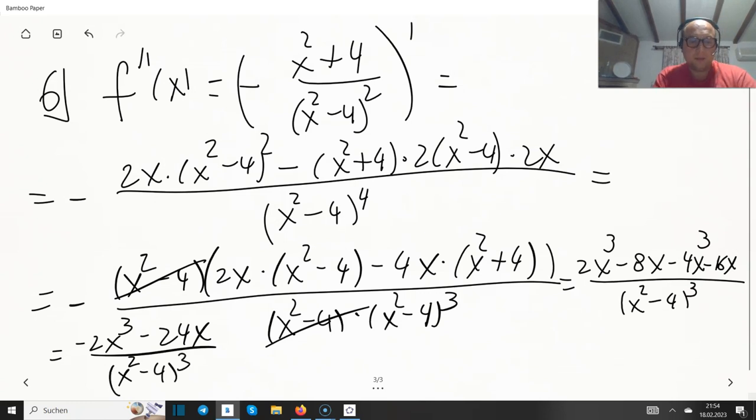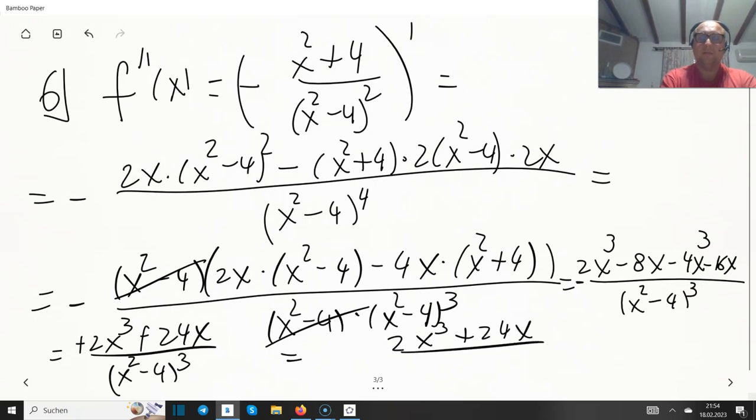Can I simplify something? I don't think so. Did I forget the minus? Yes. Which is great because everything turns to plus. 2x cubed plus 24x divided over x squared minus 4 cubed. And I don't see how I can simplify. Okay, so that's the second derivative.